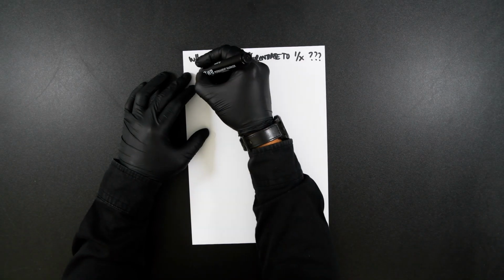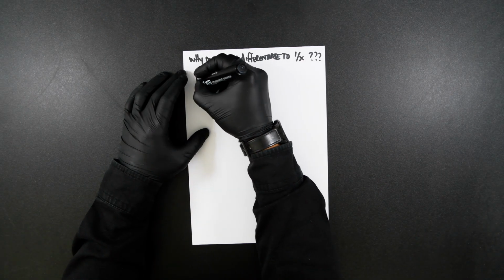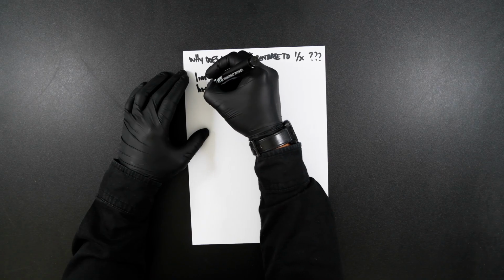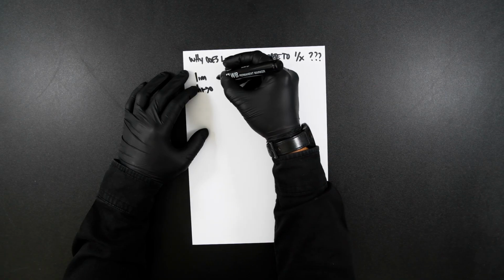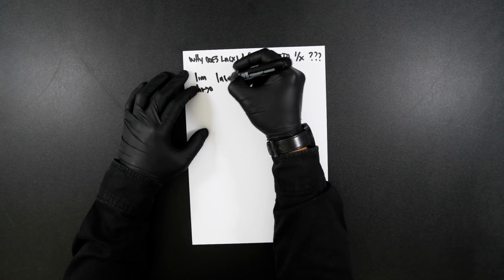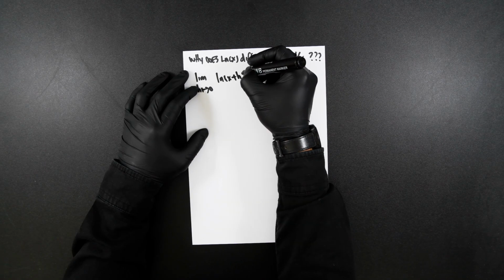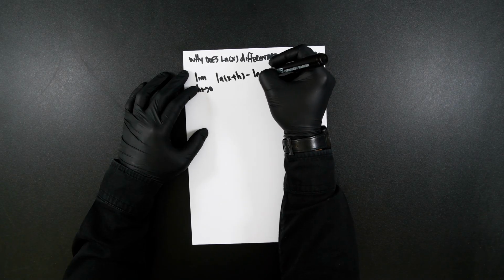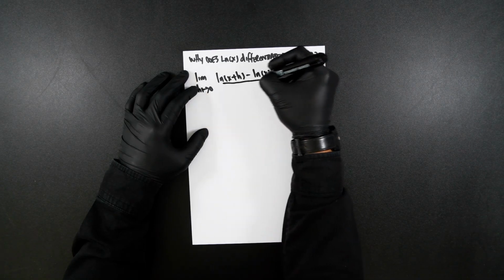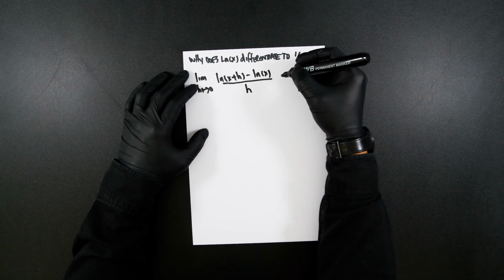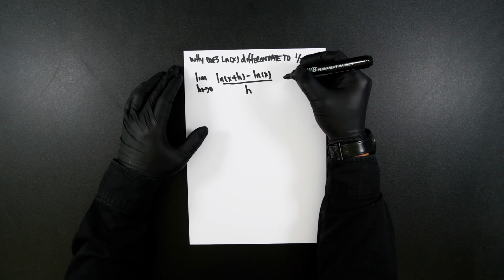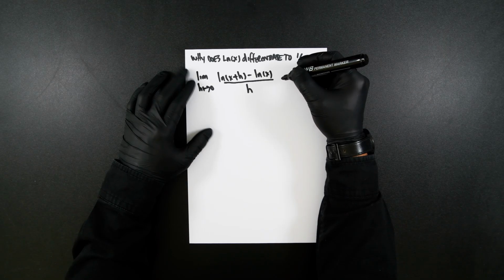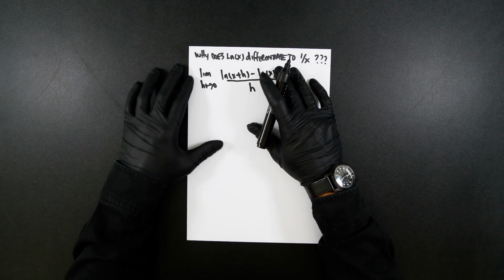The first thing that you do is you take the limit of ln x, where h goes to 0. So ln x would become ln(x plus h) minus ln x, all divided by h. This is how to find the limit of ln x, and also how you would find the limit of a lot of different functions, but we're not going to do that now.